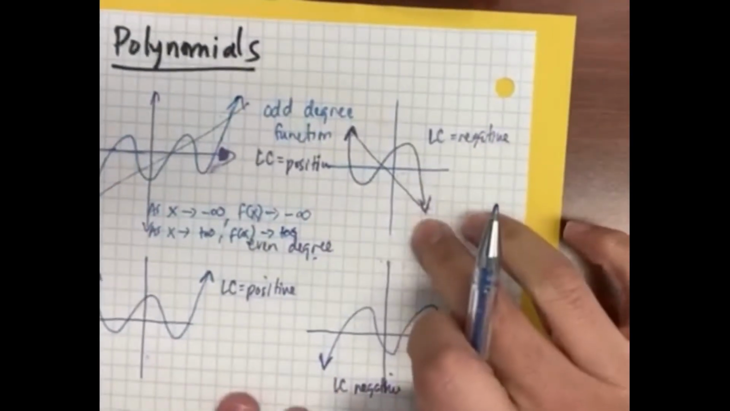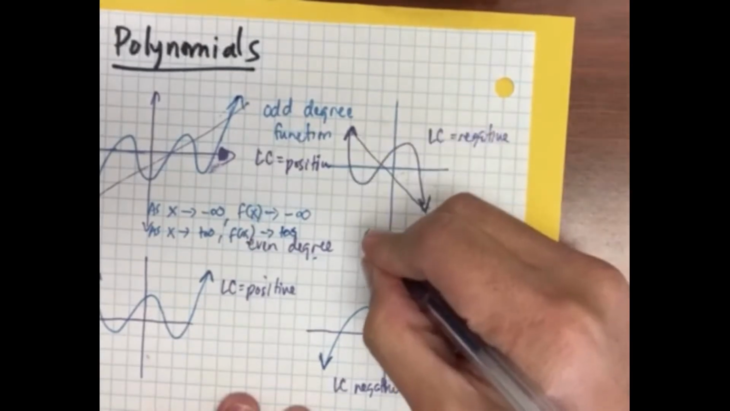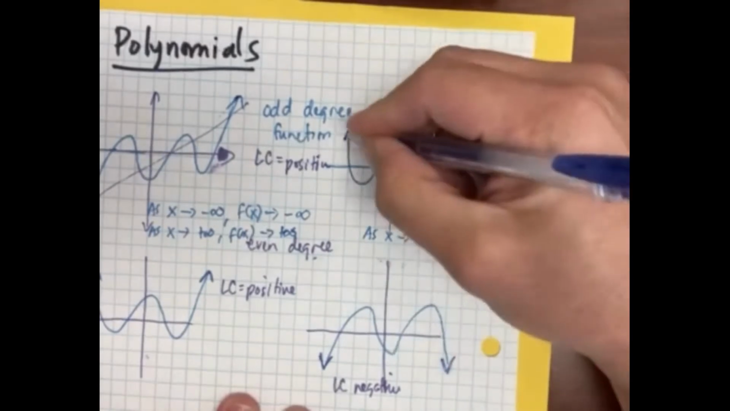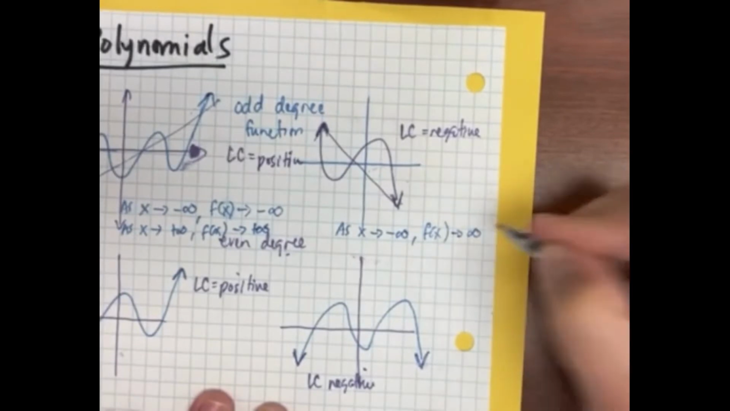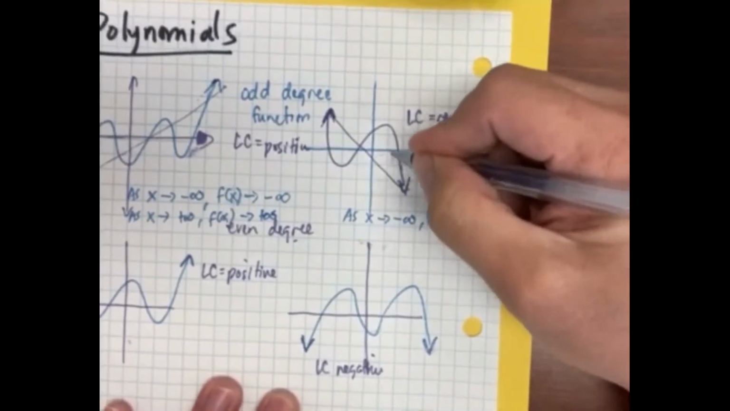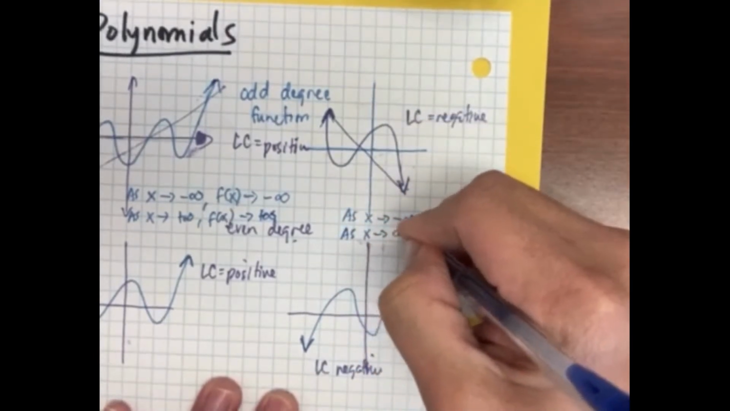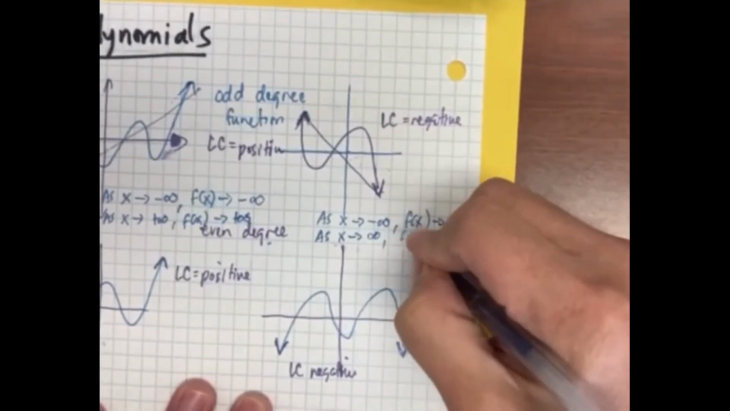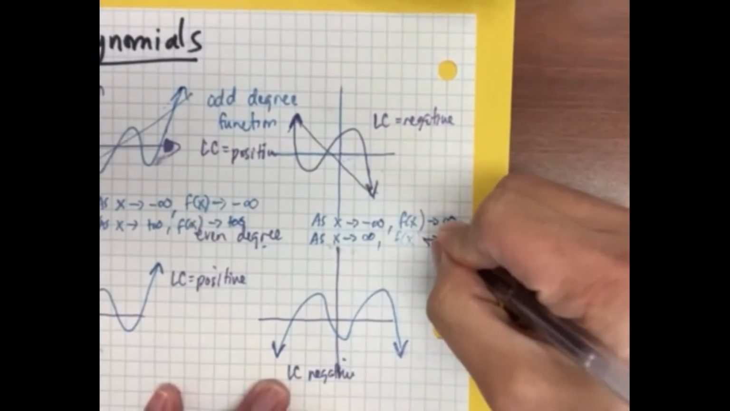Let's look at this one here. On the left side, that is as x approaches negative infinity, what happens to the graph? The graph is going up, so f of x is approaching positive infinity in terms of y. On this arrowhead here, the graph is on the right side, so as x approaches positive infinity, what happens to the graph? The graph is going down, so f of x is approaching negative infinity.